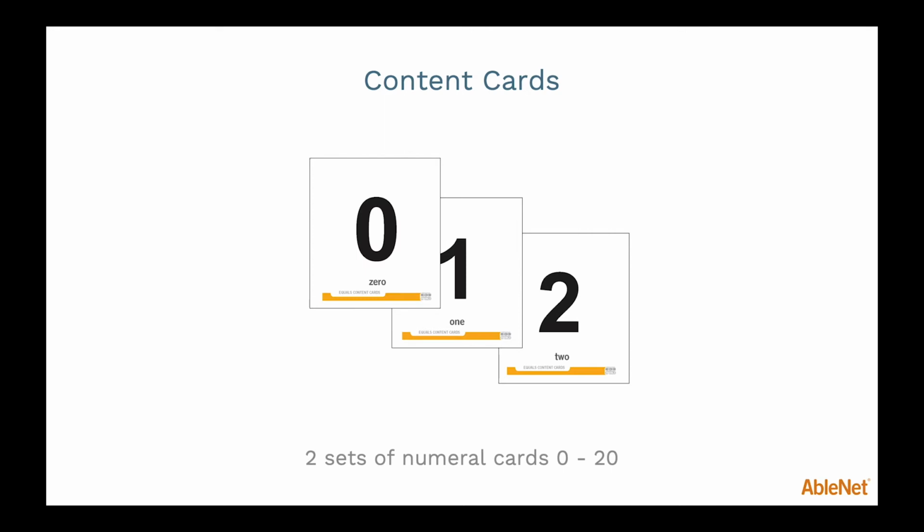Here you can see the content cards included in your kit. There are 2 sets of numerals, 0 through 20. The content cards are labeled along the bottom as content cards. Content cards are used during problem solving and when representing amounts within equations and sets.